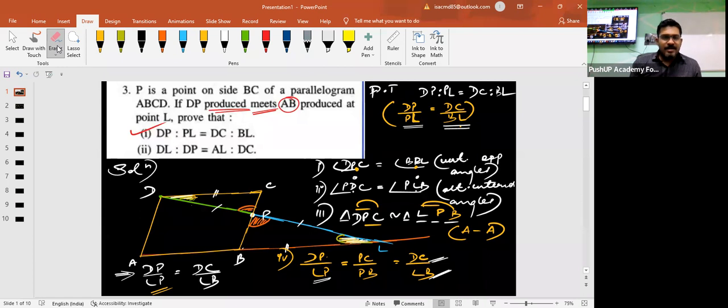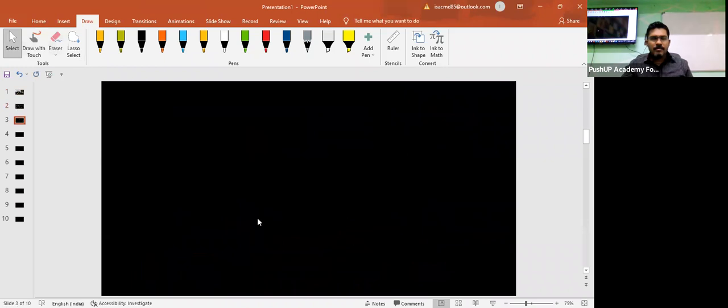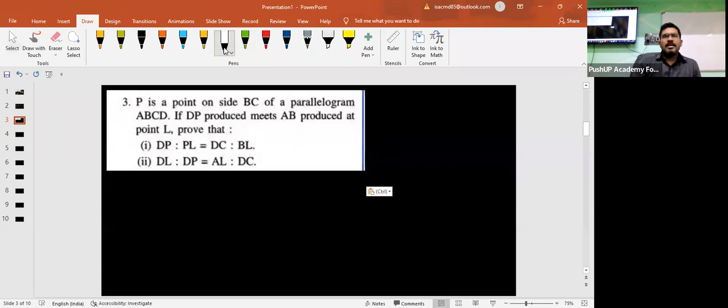All right. So we have to show DL upon DP is equal to AL upon DC. How is it possible? We'll do one thing. I'll just copy paste this question on the other slide and let's start doing it from the beginning. Here is the question. The other diagram is so cluttered, I won't be able to explain it. So let's draw it again.